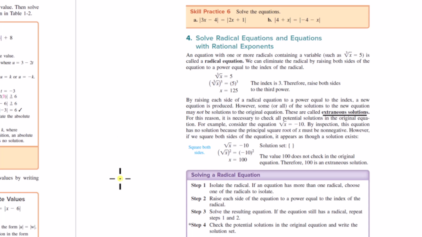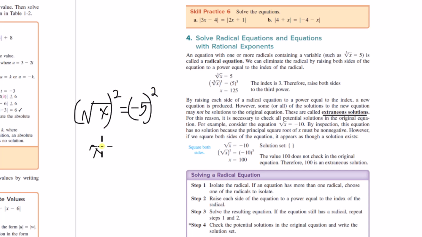Okay, so now where does this come from in terms of a radical equation? Well, it's just from the process of squaring both sides. It's like if we had the principal square root of x is equal to -5. Okay, well, we square both sides. You get x is equal to 25. Is that a solution?